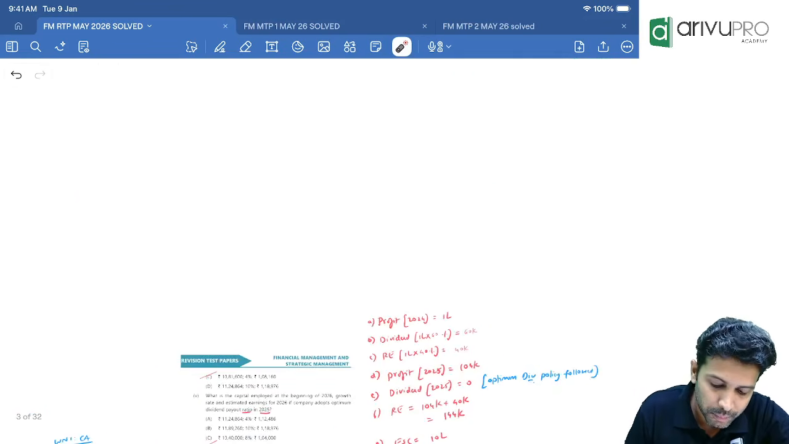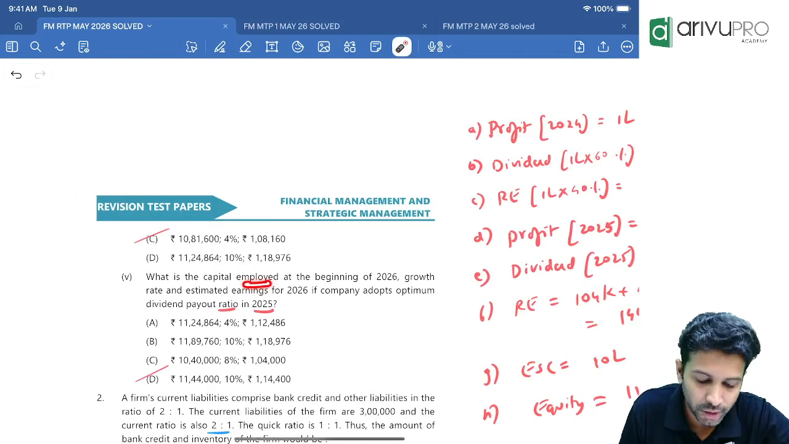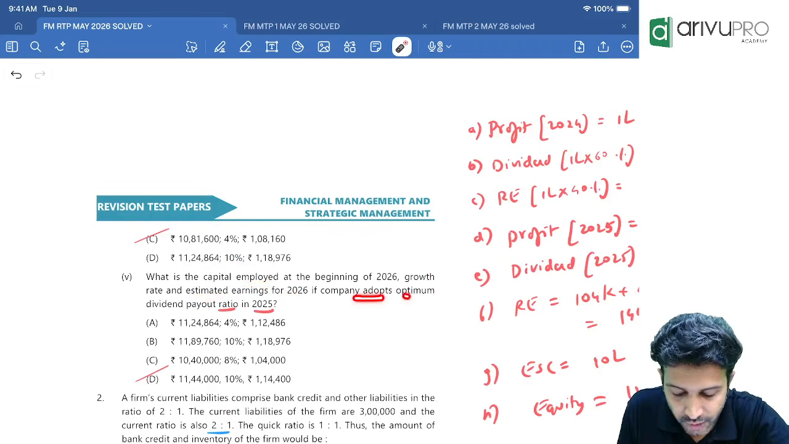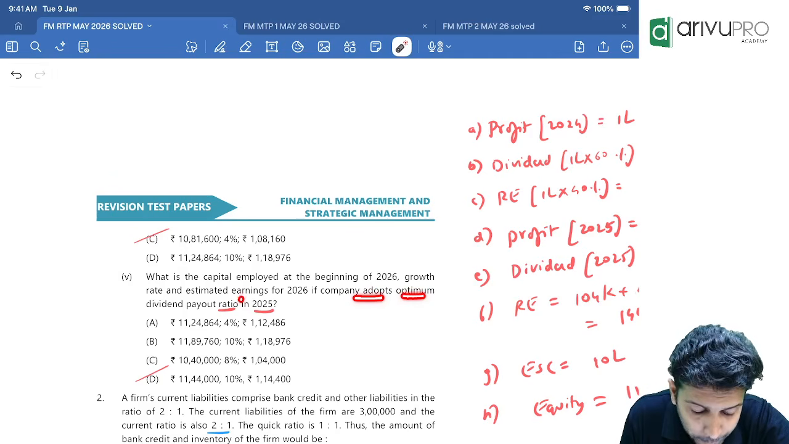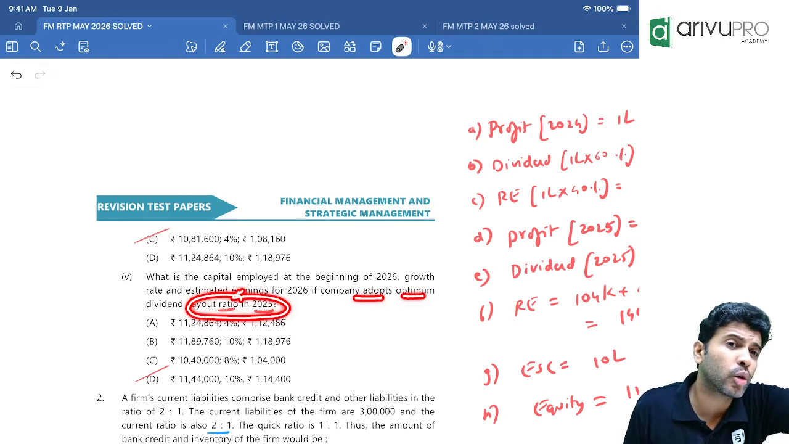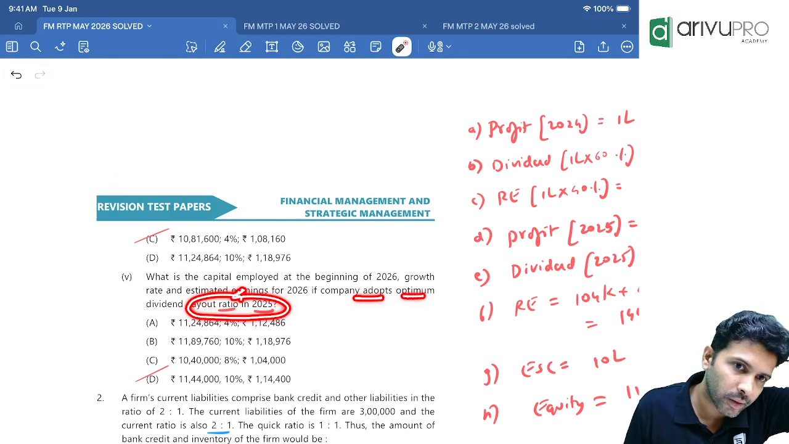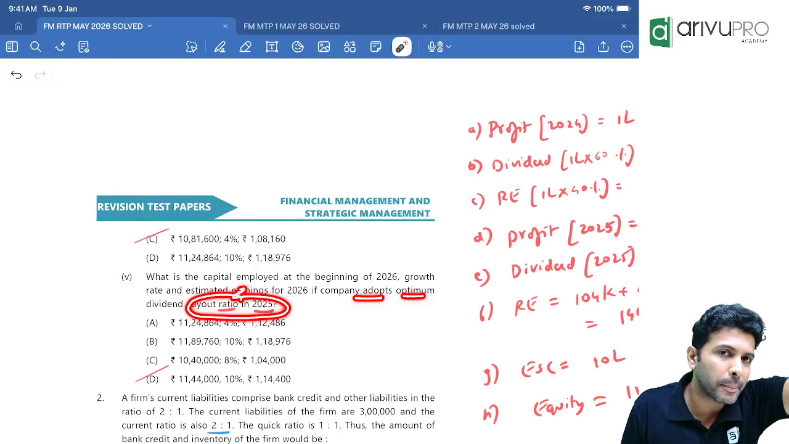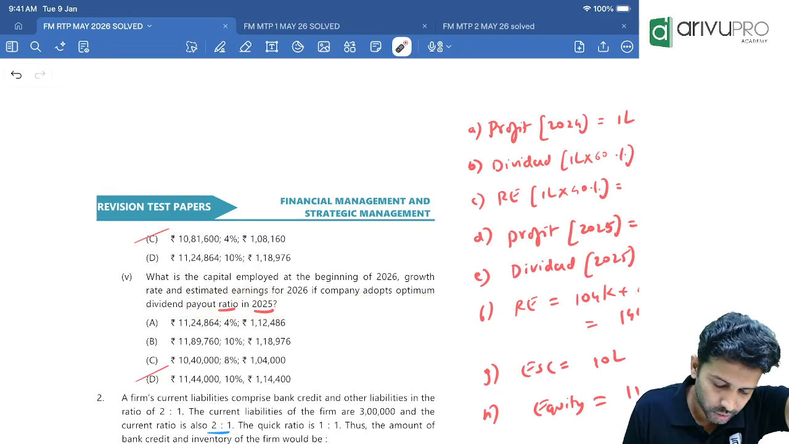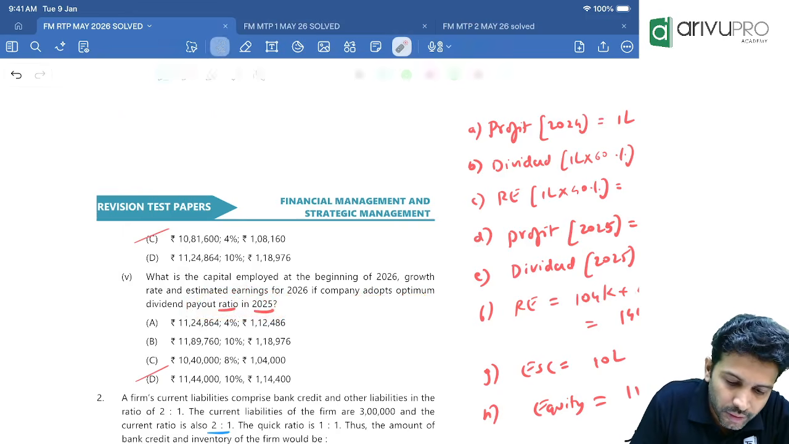Read requirement number 5. Same thing. Capital employed, growth rate, estimated earnings. If company adopts optimum dividend payout ratio in 2025. Sir, they've given 1 year data, 2 year data. 2024, 2025. Okay. In 2024, may company followed optimum or only in 2025? Once more. What now? If you want, I'll write the data there.